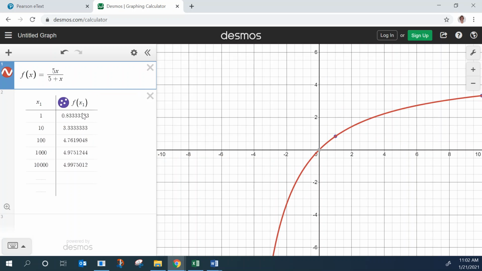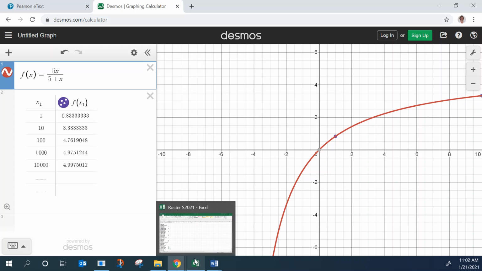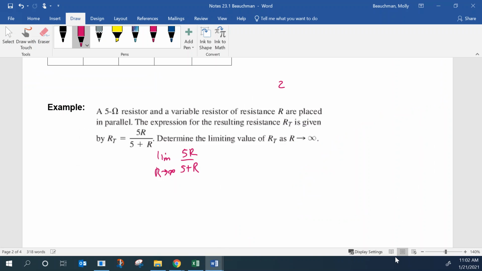So the advantage to using Desmos is you have the table still here. So as X gets bigger and bigger, it looks like the Y values, or in this case the R sub t values, get closer and closer to 5. So the limit is equal to 5. So that's the limiting value of R sub t.